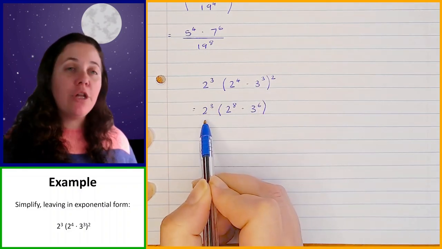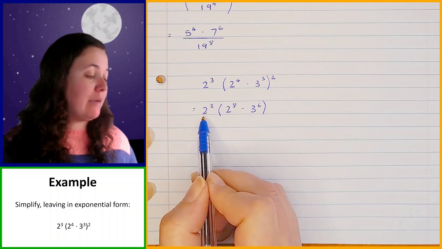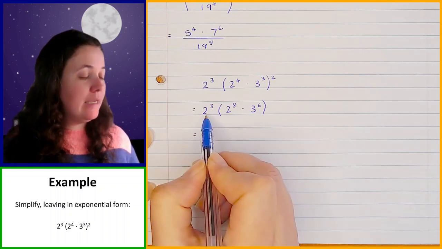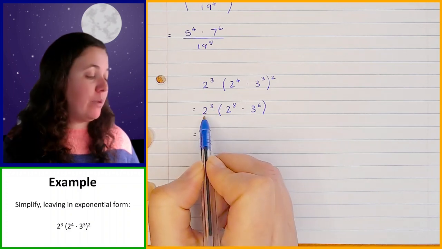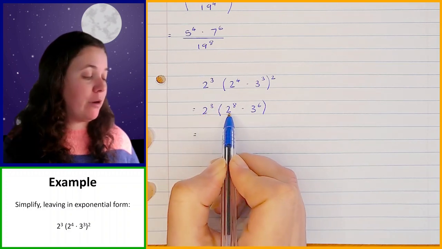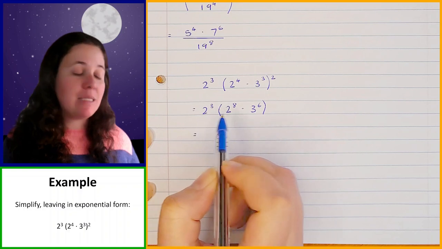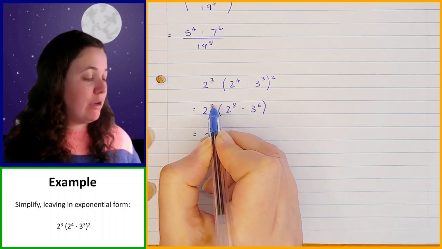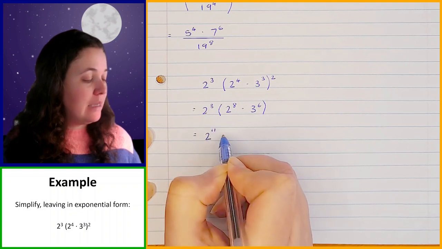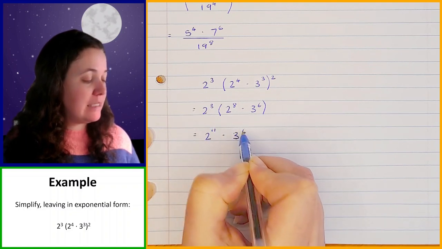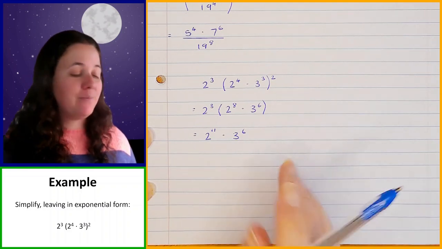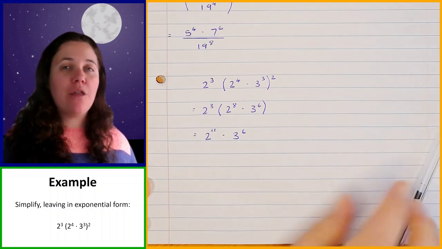Okay, so now that I've got that, I'm going to multiply my 2 cubed by that. Now when I multiply my 2 cubed by that, I've got 2 cubed times 2 to the power of 8. They have the same base, so I can simplify those two together, keep the base the same, and then I add the exponents. 3 plus 8 is 11 times 3 to the power of 6 doesn't change because there's no other powers that have a base of 3. Okay, so that's how you would do that example.